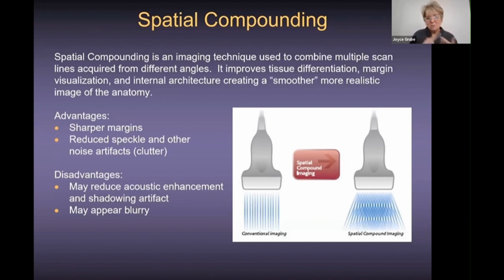Now, let me tell you this. Spatial compounding on the GE machines is your crossbeam button. Crossbeam is spatial compounding. Spatial compounding on your Philips machine is Sono CT. Spatial compounding on your Canon system is AppliPure. Spatial compounding on your Siemens system, I'm pretty sure it says compounding. And I'm not sure what it is on the Hologic system if you're using a Hologic ultrasound machine for breast imaging.